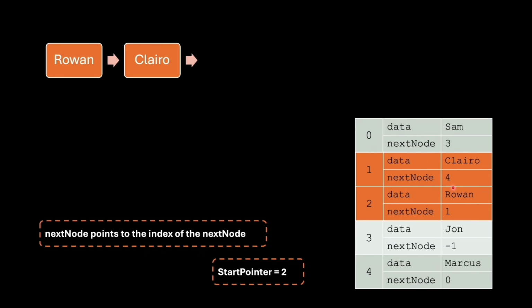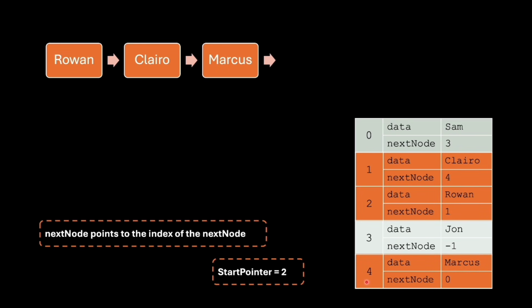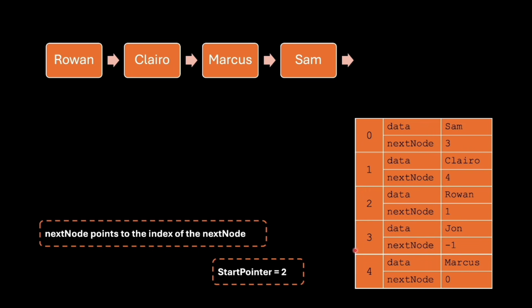Now Claro points to index number 4. So Marcus comes after Claro. And then Marcus points to index number 0. So Sam comes after Marcus. And Sam points to index number 3. So John comes after Sam. Finally, John is pointing to index number -1, which means John is the last node, as John points to the null pointer.